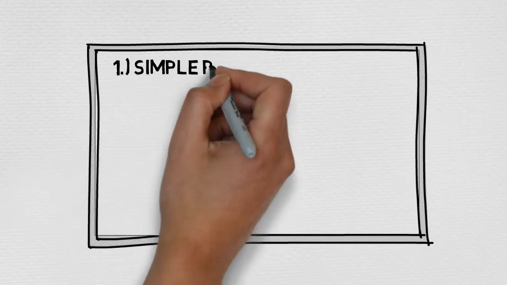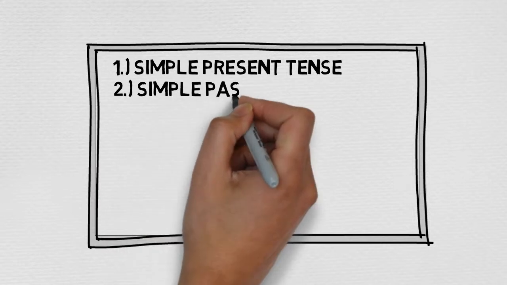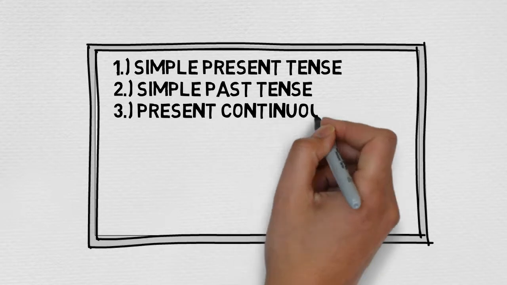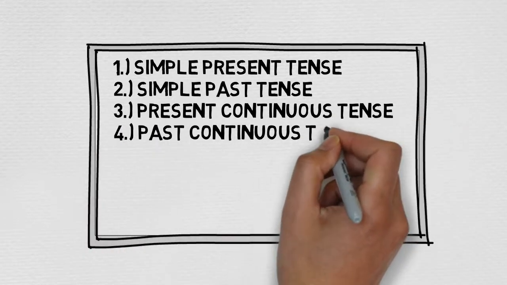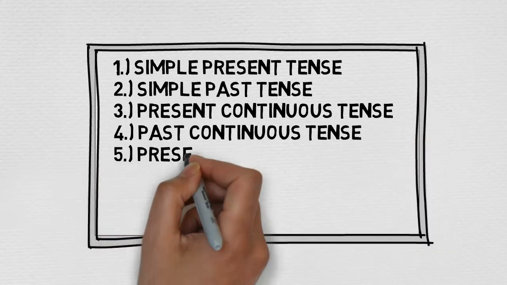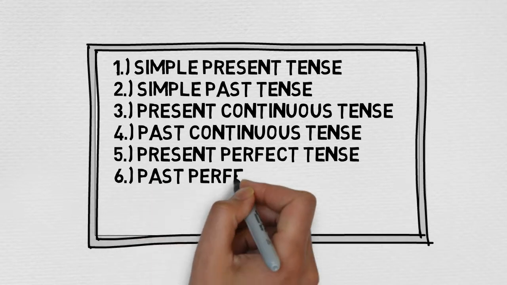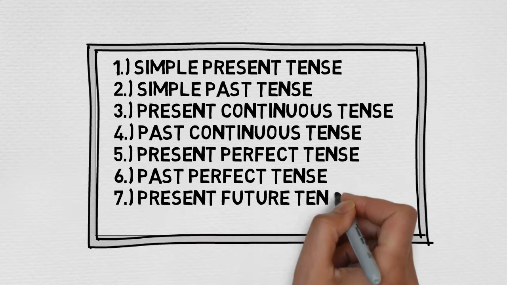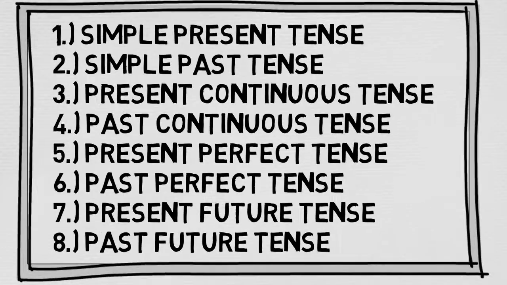We have 8 tenses in here. The first one is simple present tense. Second is simple past tense. Third is present continuous tense. Fourth is past continuous tense. And fifth is present perfect tense. Sixth is past perfect tense. Seventh is present future tense. And eighth is past future tense.